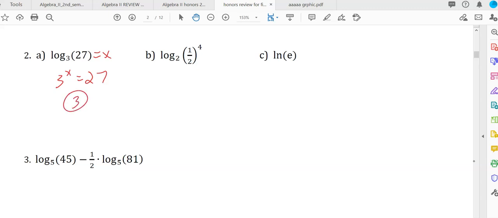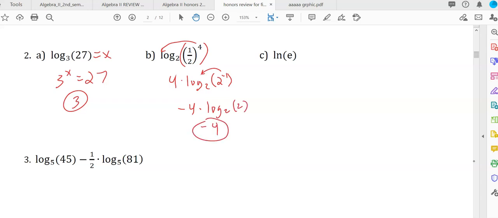This one you could move this over first. So 4 times log base 2 of 1/2. But instead of 1/2, I'm going to write it as 2 to the negative 1. By the way, this should have been in parentheses. Do the same trick again: move that over to the left, so it would be negative 4 times log base 2 of 2. Hopefully you know what log base 2 of 2 is. It's a property that it's just 1. So negative 4 times 1 is negative 4.